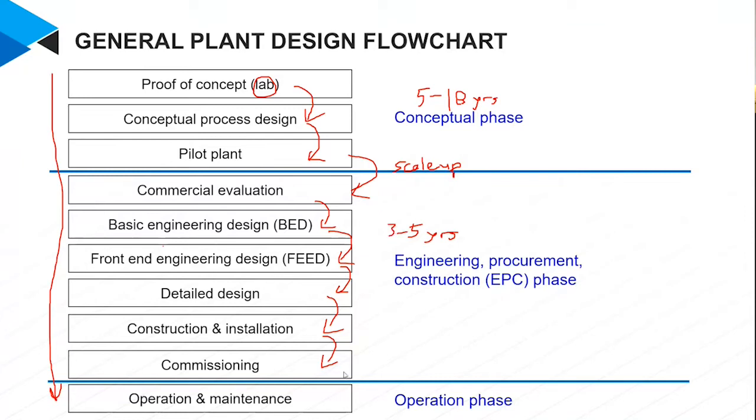And finally, we operate the plant until, for example, the plant is too old or the product is obsolete. And the operation phase can be 20 to 30 years.